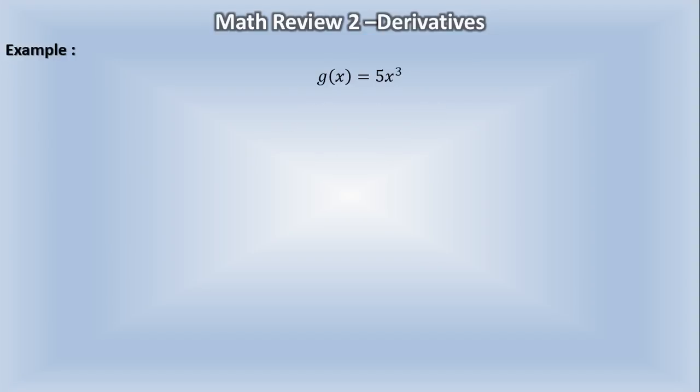So you have 5x cubed. You leave the 5 alone. You multiply the whole thing by 3. You subtract 1 from the exponent. So you've got 5 times the derivative of x cubed. So I multiplied the whole thing by 3. So 3 times 5 is 15. And then you're left with x raised to the power of 3 minus 1, which is equal to 2. So the derivative of this function is equal to 15x squared.